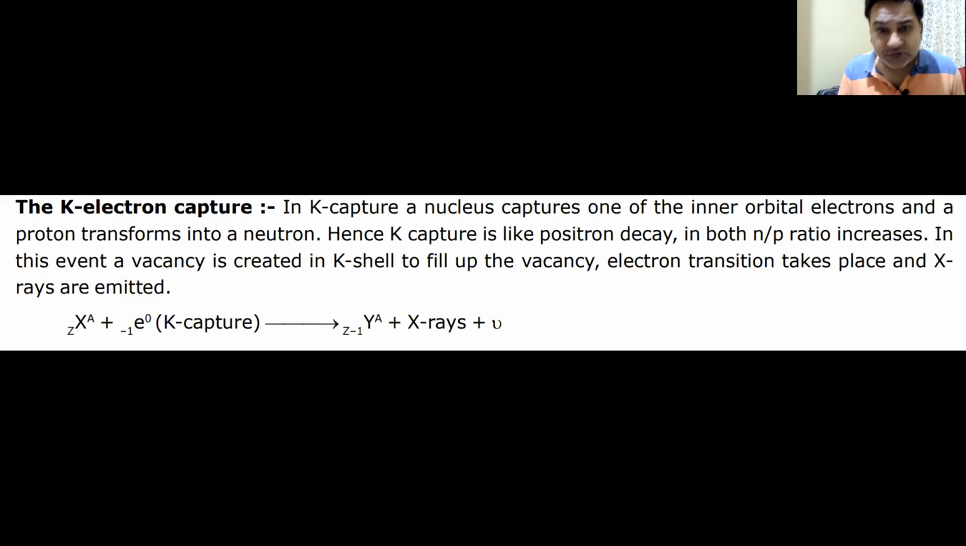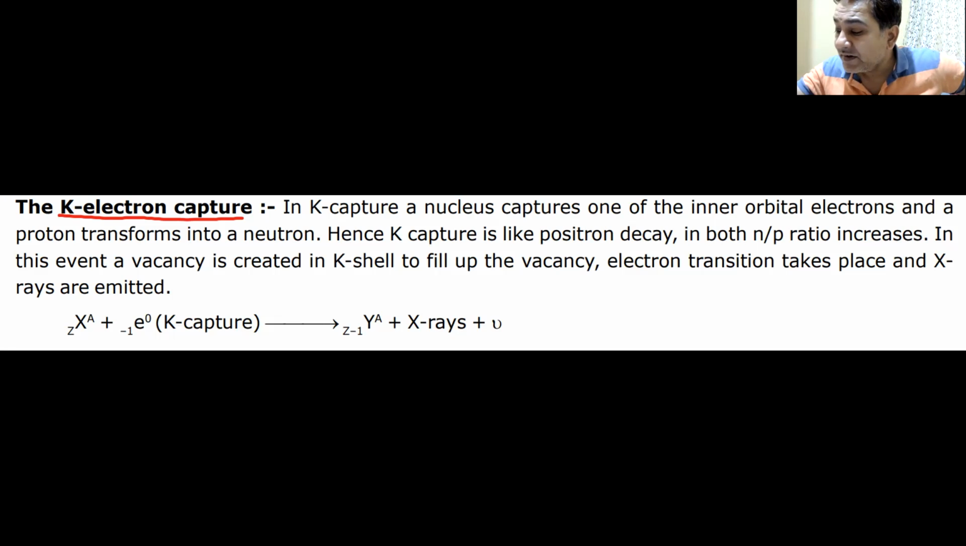Now, we have seen alpha decay, beta plus decay, beta minus decay, and gamma decay. Yes or no? Do we remember them? Yes, sir. There's also one more type of decay. If you want to call it decay, you can call it decay. In this decay, what happens? This is known as the K electron capture. K stands for the K shell, and K electron obviously stands for the electron in the K shell. Do we understand this?